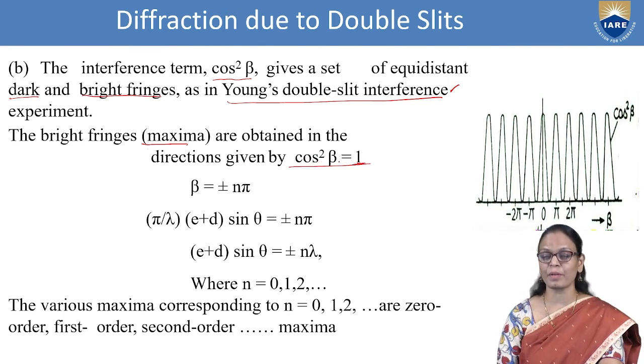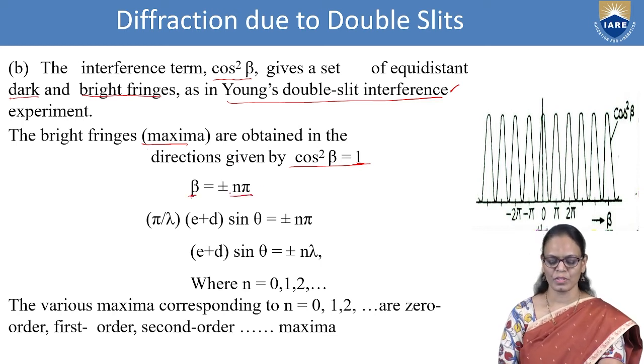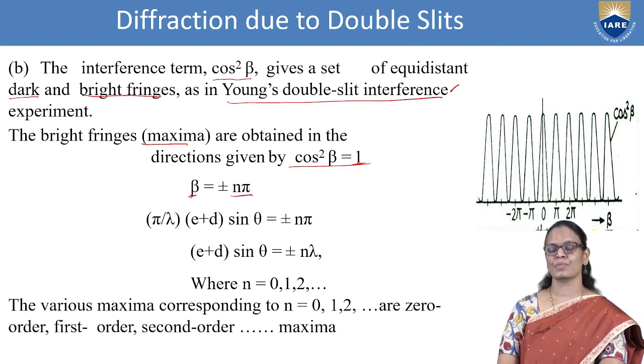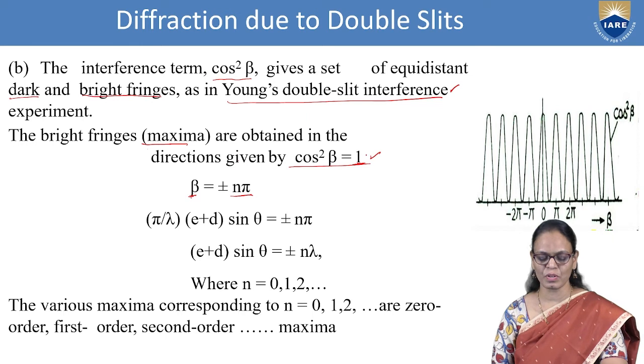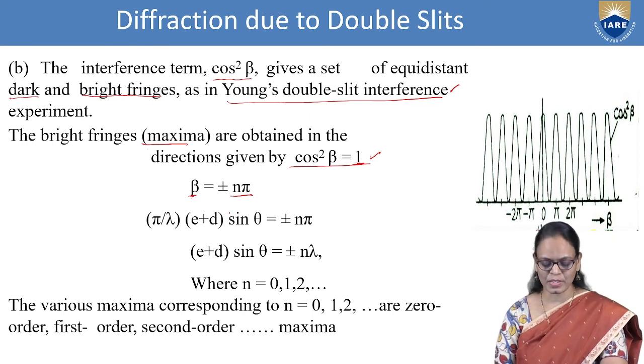And when will cos square beta be equal to 1? For all values of beta equal to plus or minus n pi, you will get 1. So that gives rise to a maxima. So, what is the value of beta?